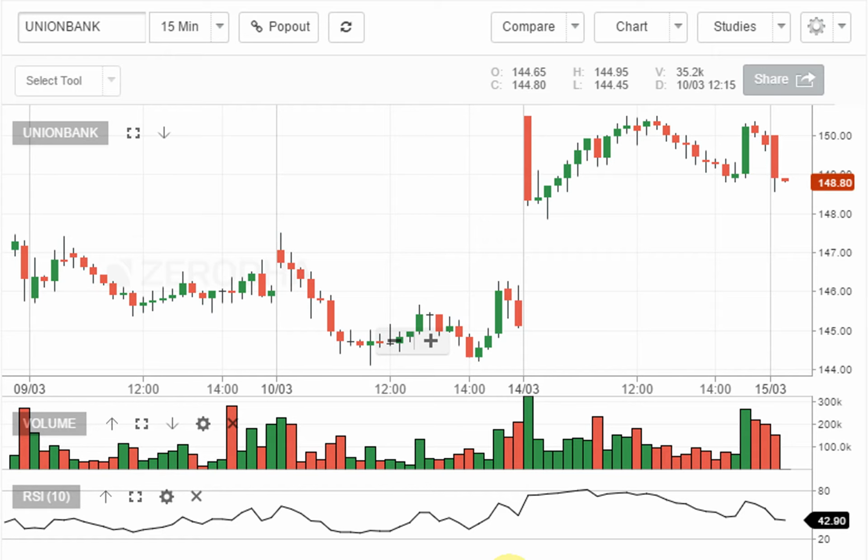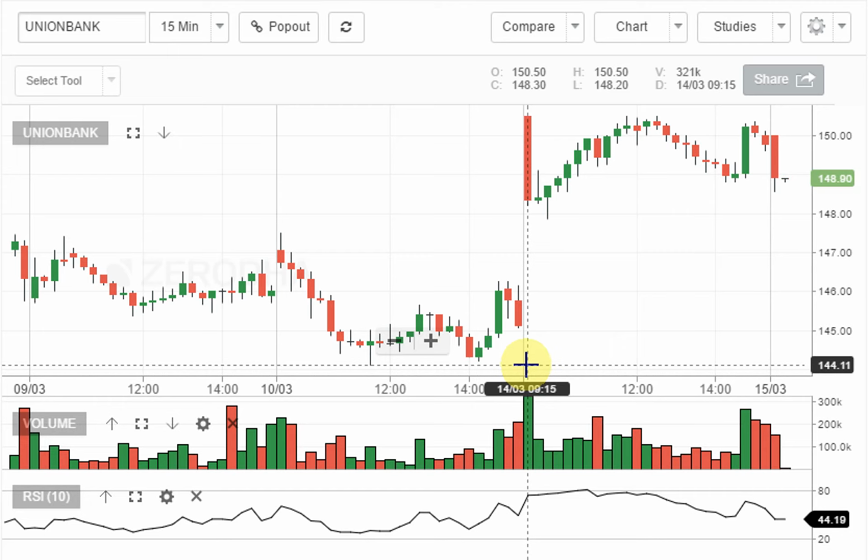Welcome back to another session where we'll be discussing support and resistance in trading. So let's get started. We have taken the stock called Union Bank, and as we can see, it is trading at 148.85. So let's take the supports and the resistance in this particular stock, and then we'll move ahead.